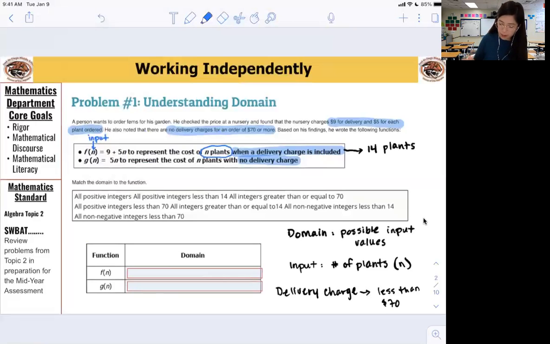So the domain for f of n is going to be from 0 to 14, but now I have to think, the domain represents the number of plants. And if I'm talking about plants, can I have decimals? Can I have fractions? Can I have negative numbers? And the answer is no, I can only have whole numbers. I can have 1 plant, 2, 3, 4, 5, 6, and so on. So I can't have any decimals, I can't have any fractions, which means that it has to be all positive integers, and we know that 14 is our limit. So for f of n, that's going to be all positive integers less than 14.